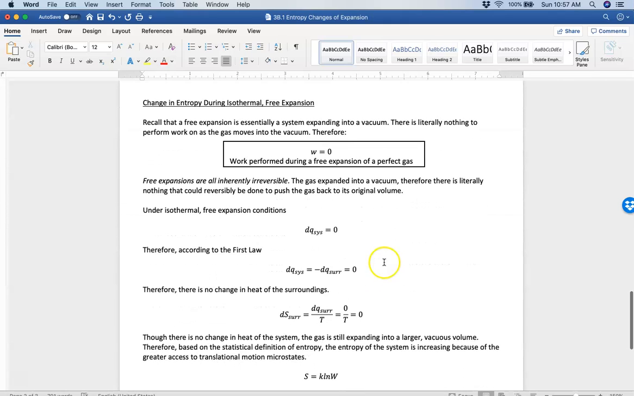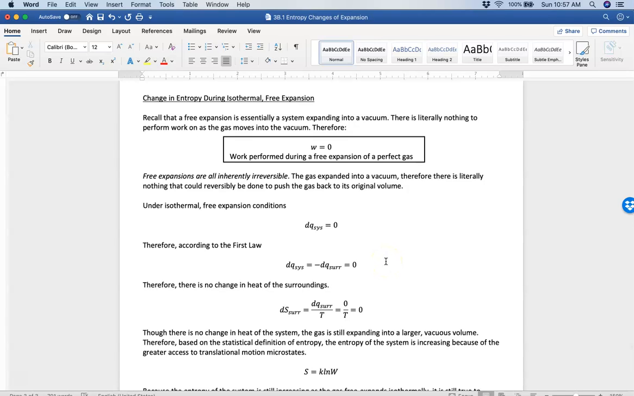So that was our first example. We said our second example is then going to be comparing it to a non-reversible process. So we're going to be looking at the entropy change for an isothermal free expansion. So let's remind ourselves what a free expansion is.